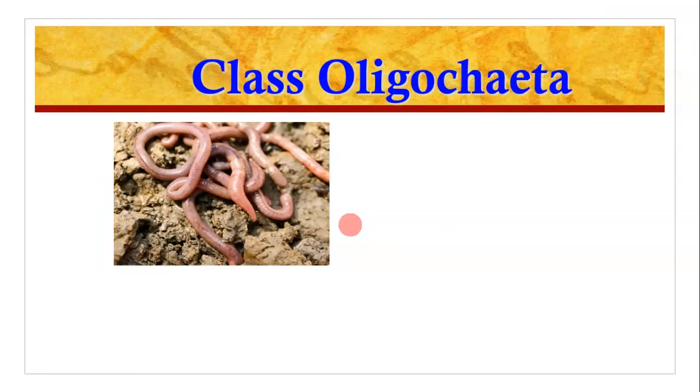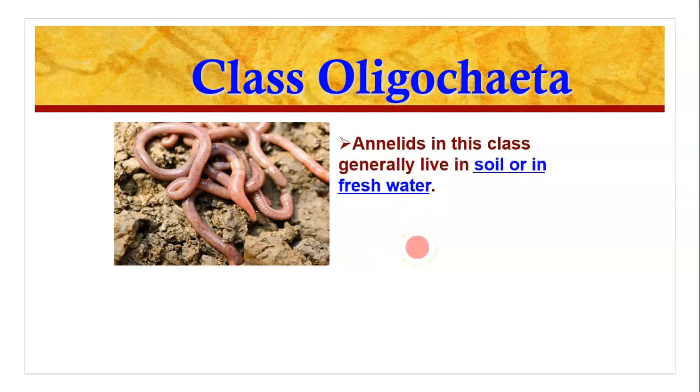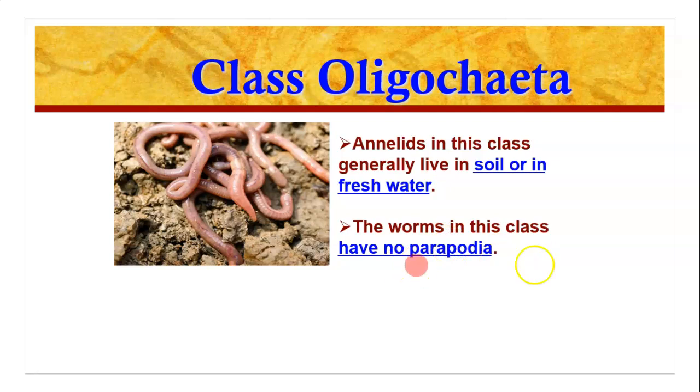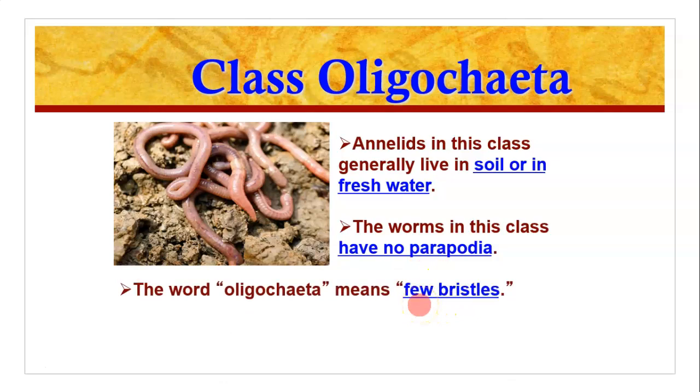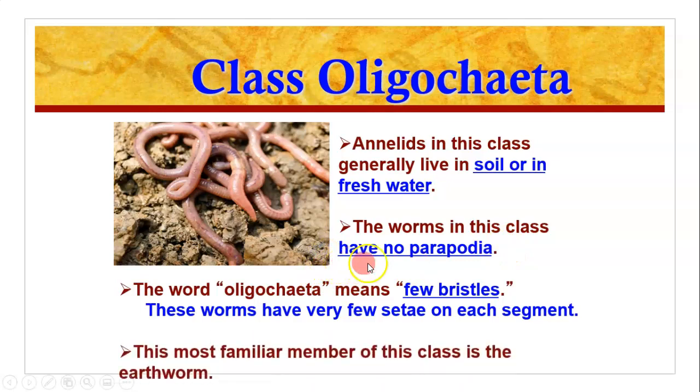So the class Oligochaeta, which is the earthworms, annelids of this class generally live in soil or fresh water. They have no parapodia, so they don't have any of those fleshy appendages. And that word, Oligochaeta, means few bristles. So these worms have very few setae on each segment. They do have them, but they just don't have as many as some of the other members of the phylum Annelida. And the most recognizable member of this class is the common earthworm that you all know about.